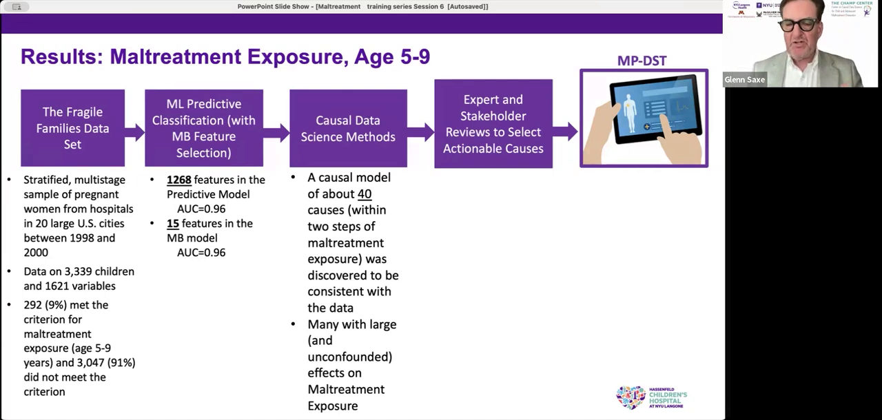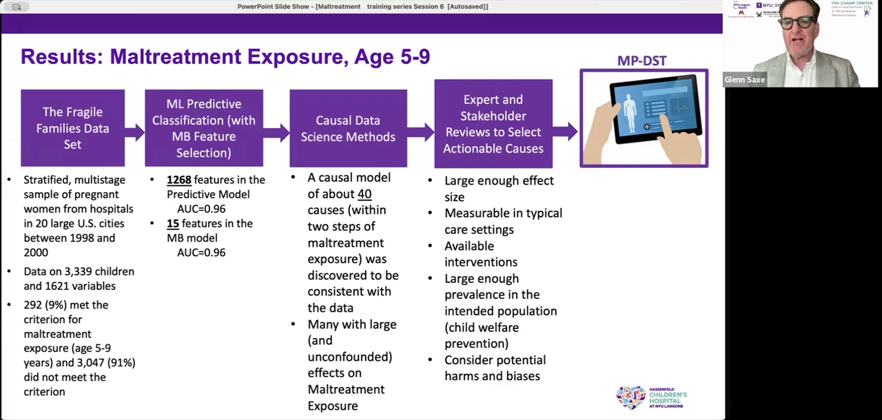And then, as we talked about, we found with causal data science methods about 40 causes that were within 2 steps for maltreatment exposure, and with unconfounded effects, winning with large unconfounded effects. And then again, now we take the model, stakeholder input. I've already talked about this. This is where our team wrestles with this to build that tool. And so today, what I want to talk about is that wrestling for us to get to the tool.